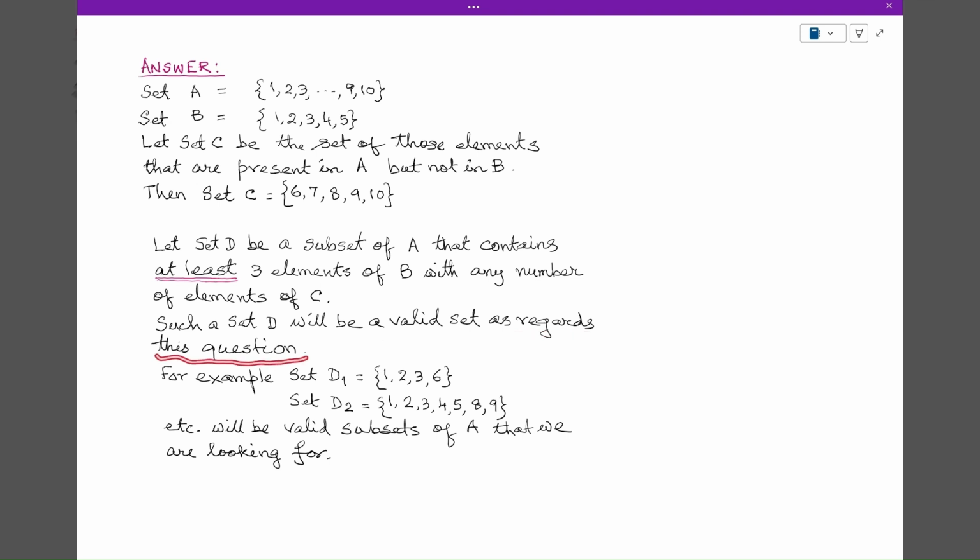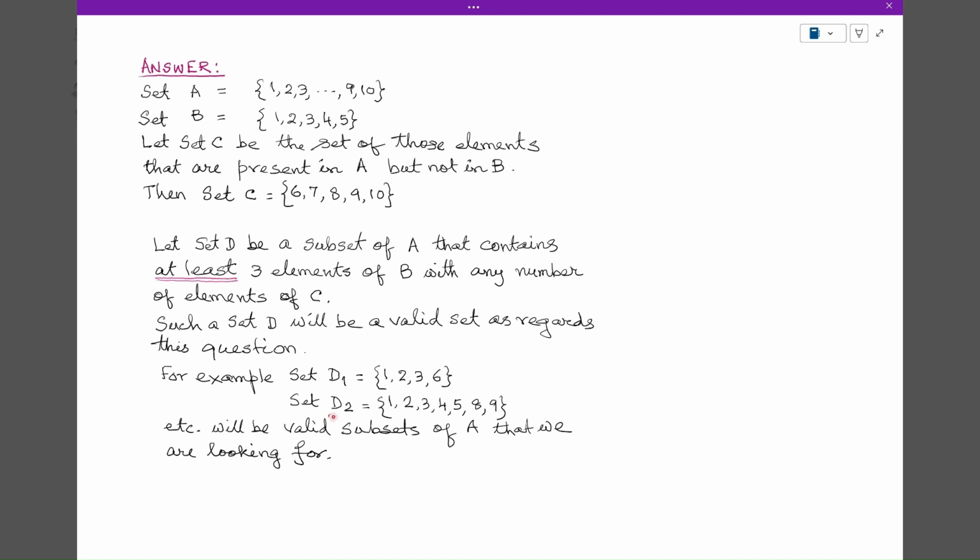This question asks us to find how many subsets of A there are which contain at least 3 elements of B. Therefore, set D will be a valid set which will fulfill this criterion. For example, set D1 is equal to 1, 2, 3, and 6. It contains 3 elements from set B, those are 1, 2, 3, and 1 element from set C, that is 6.